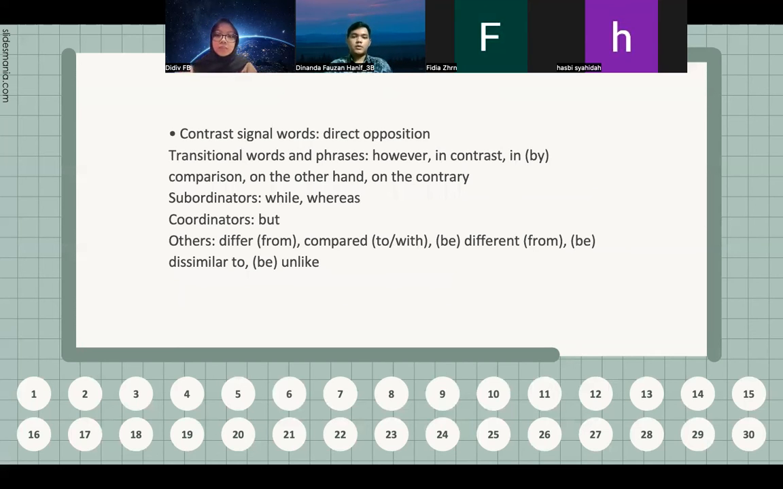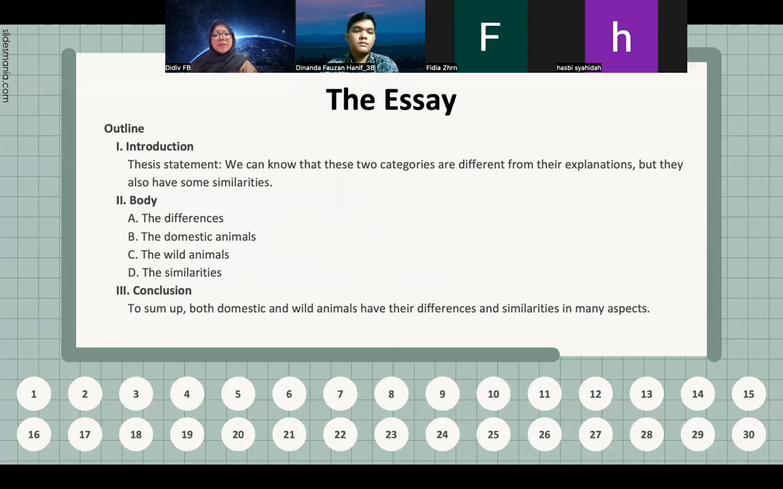Contrast signal words in direct opposition. In transitional words and phrases, there are however, in contrast, in comparison, on the other hand, on the contrary. In subordinators: while and whereas. Coordinators: but. Others: differ from, compared to or with, be different from, be similar to, and be unlike. That's all from me.